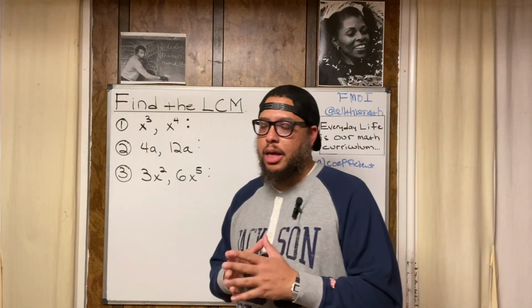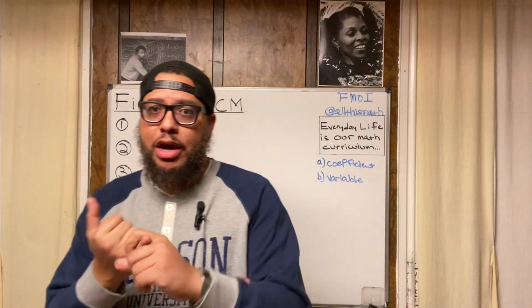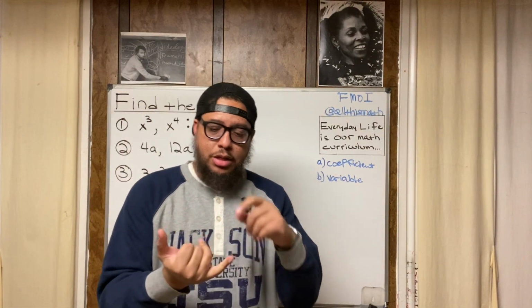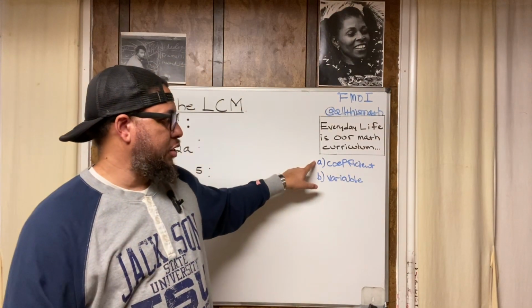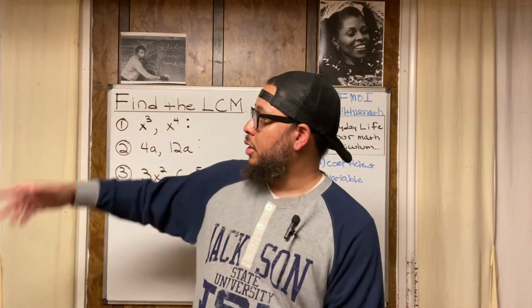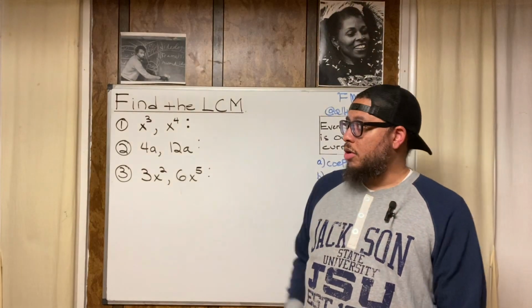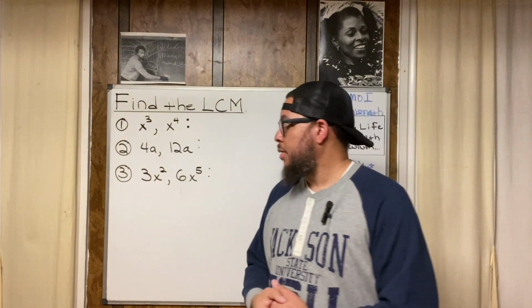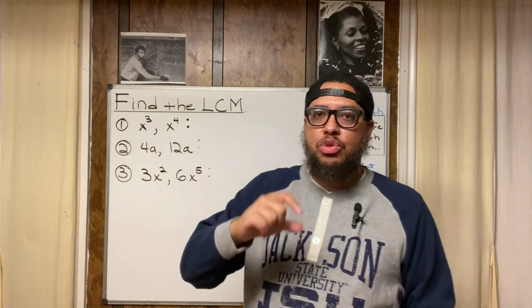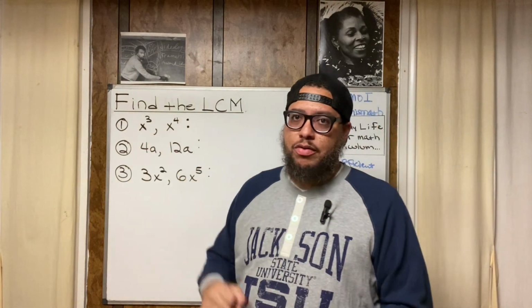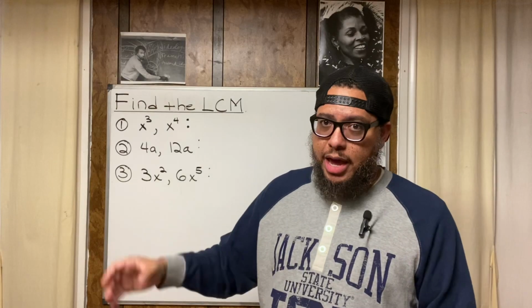All right, so how do you find the LCM? There are two things you have to look at. You have to identify the coefficient of the term, and then identify all the variables in that term. So your coefficient and then the variables. Let's take a look at number one. First of all, what is a coefficient? The coefficient tells you how many of the variable term you have.